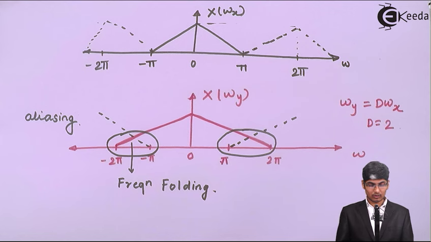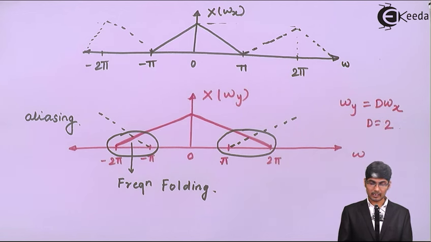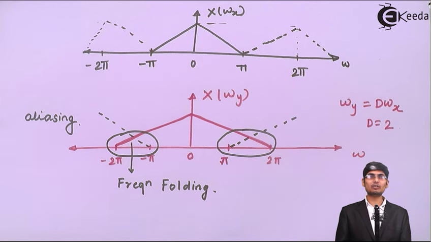So what could be the solution for this? We know that the signal was spread by a factor of D, correct? So why not restrict our input signal by a factor of D? Instead of sending omega x, if I send omega x by D and multiply by D, then I am going to get omega x back, right?